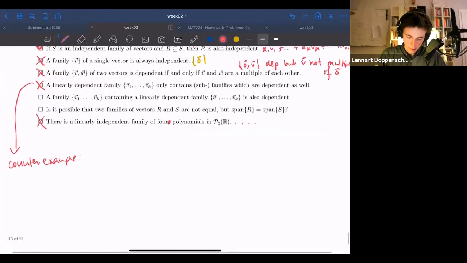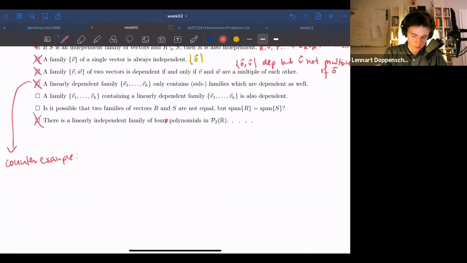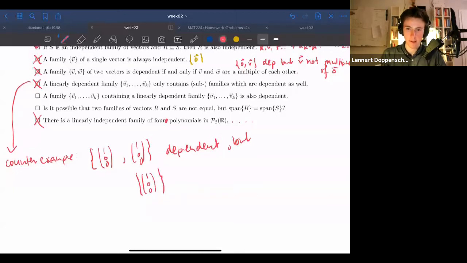Counterexample, well, let me pick a really weird one. Well, 100 with itself is dependent. But if you remove one of them, then this is a subfamily. I mean, I didn't define this, but it is just a family that is contained in the other family.